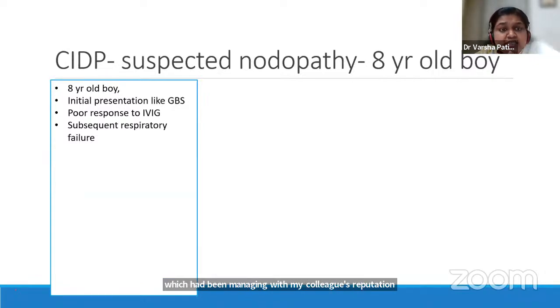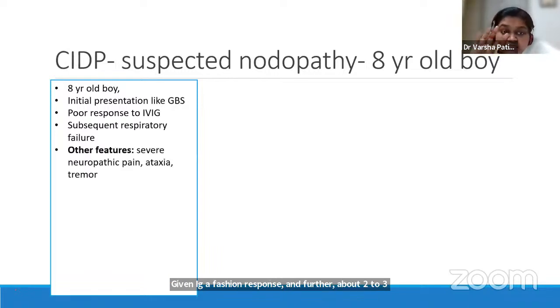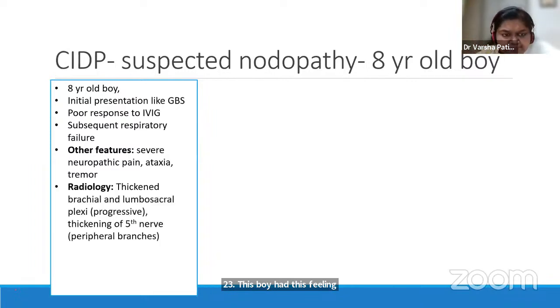He presented initially like a GBS. Given IVIG, he improved. Again worsened after 14 days, again given IVIG, a partial response. Further, about 2 to 3 months into the illness, he went into respiratory failure. This boy had three prominent features: severe neuropathic pain, a lot of ataxia, and tremor. In the radiology, we found very thickened brachial and lumbosacral plexi, and thickened cranial nerve peripheral branches.